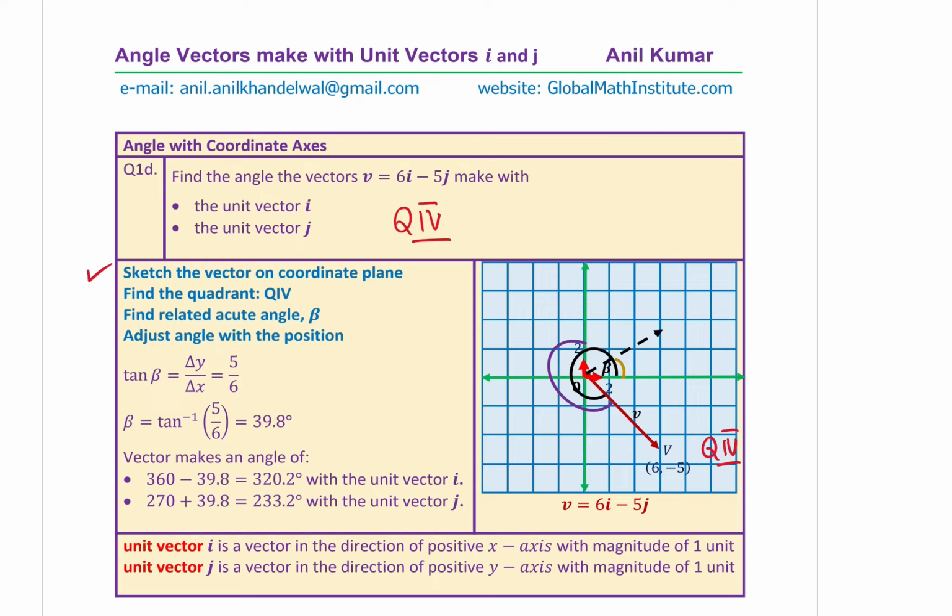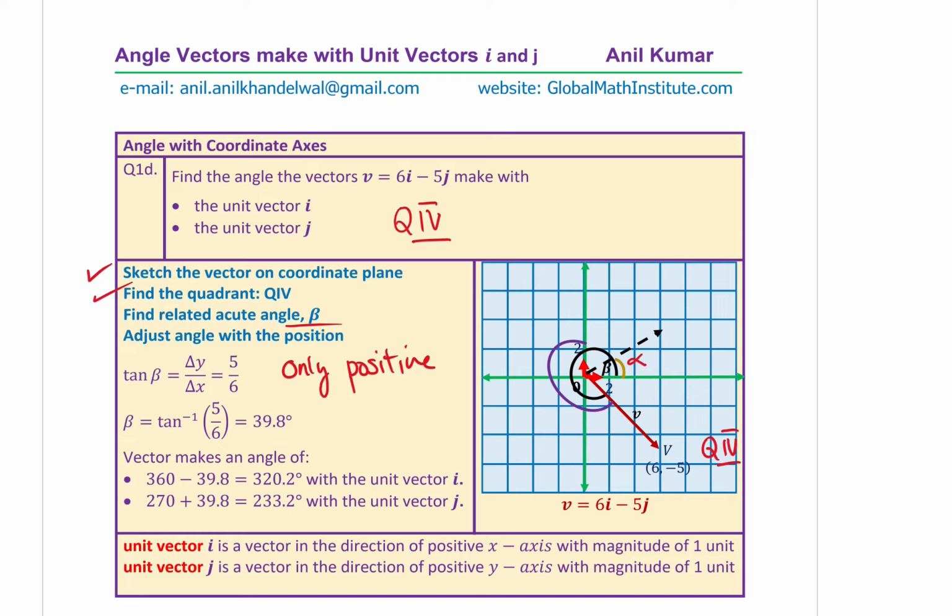The related acute angle is what we need to find first, correct? So I have drawn that dotted line to show you that this is the angle alpha, which I'm going to find first, which in this case is tan beta equals the change in y over change in x. We'll consider only the positive values, right? So only positive values. The ratio being 5 over 6. Tan inverse of 5 over 6 gives you 39.8 degrees.